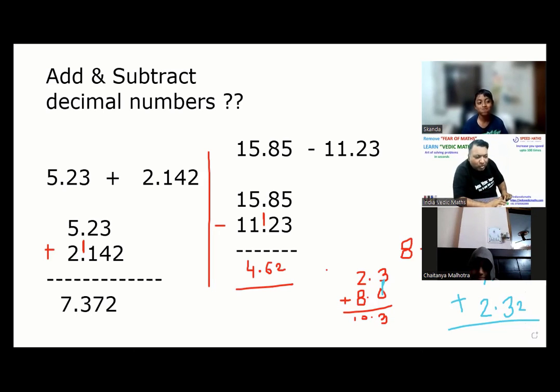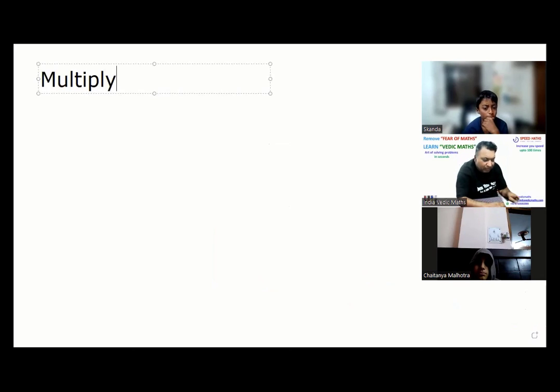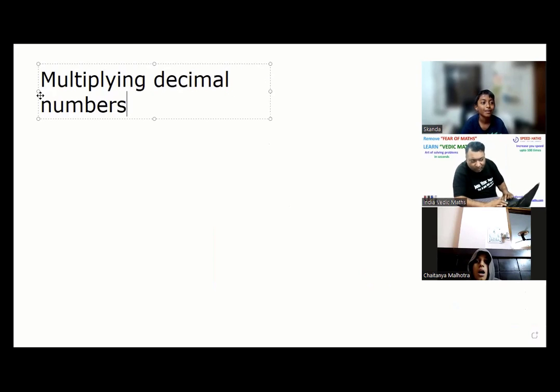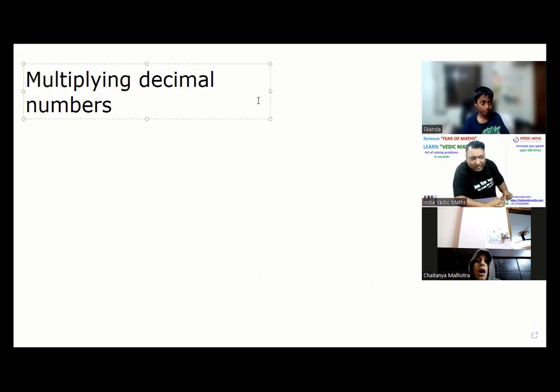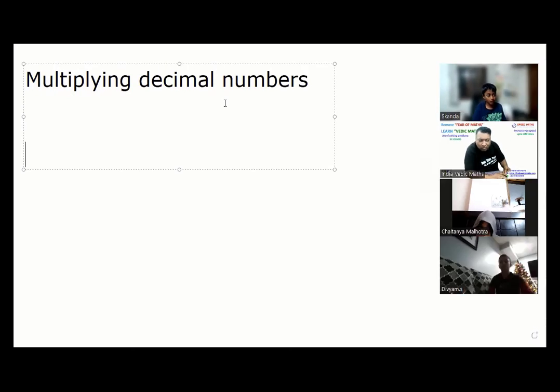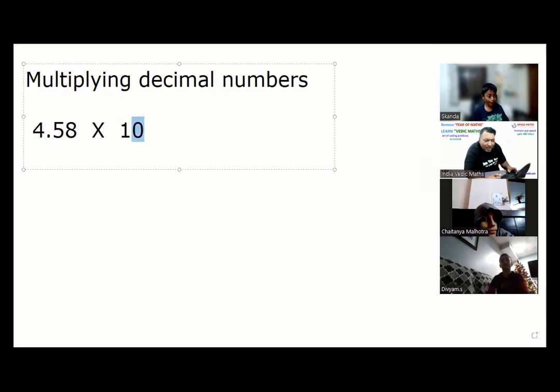Good. Now we are going to learn multiplying decimal numbers with 10, 100, 1,000, 10,000, all those. Guys, like how Chaitanya was saying, right? Very easy rule. To multiply by 10, 100, 1,000, 10,000, 100,000, the rule is very simple. We just completed addition, subtraction. You can watch the video later. Now we are going to do multiplication of decimal number with 10, 100, 1,000. Very easy. Suppose my number is 4.58. It's a decimal number, right? If I had to multiply with 10, how many zeros in the 10?